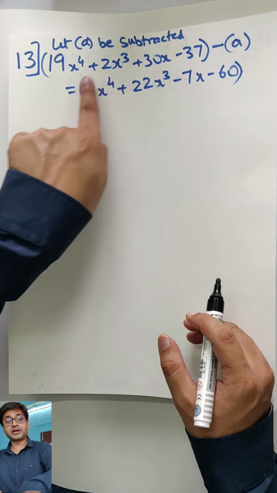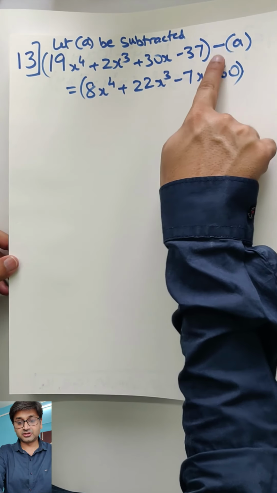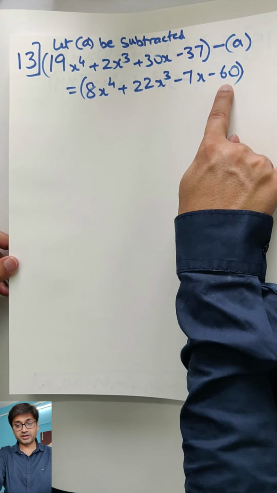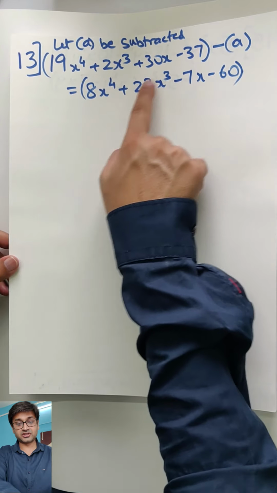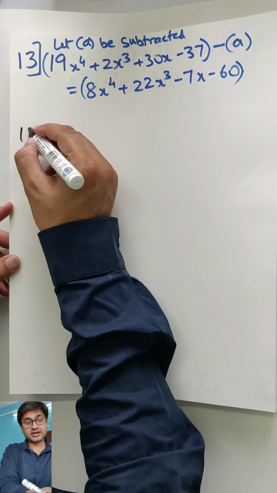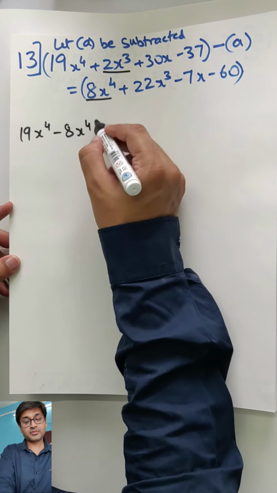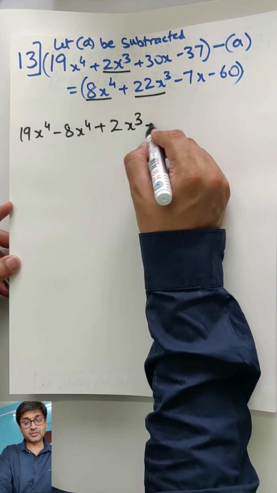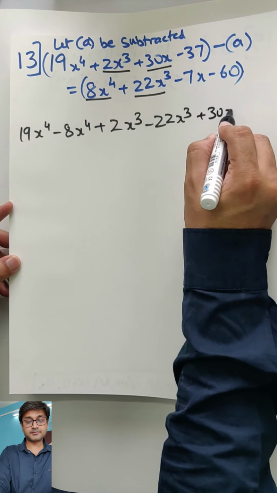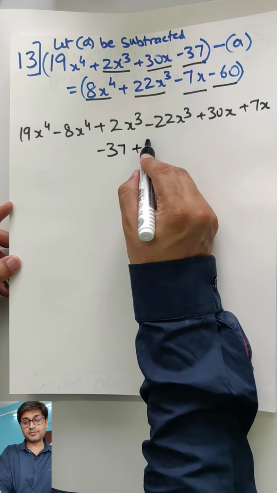13th. What should be subtracted from this to get this? So use your logic, English. What should be subtracted? So let A be subtracted to get, means equal to this. Got it? Now push this A on the other side, RHS, make it positive, and get all this on the LHS and make them negative. So I'll get 19x4 minus 8x4 plus 2x cube minus 22x cube. See, plus I am writing minus 30x plus 7x minus 37 plus 60.